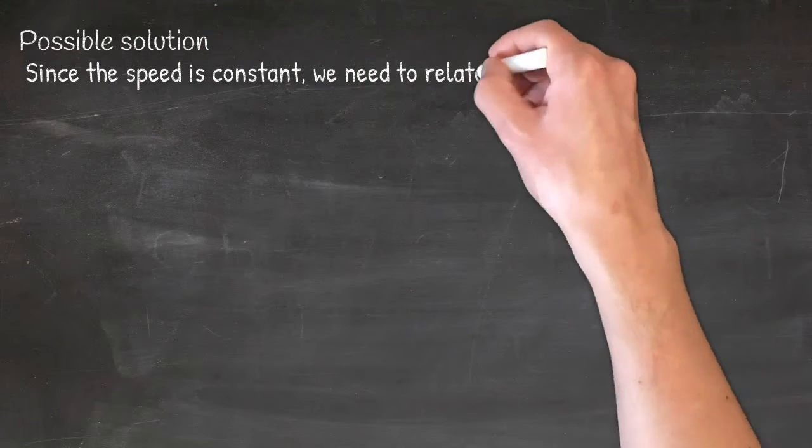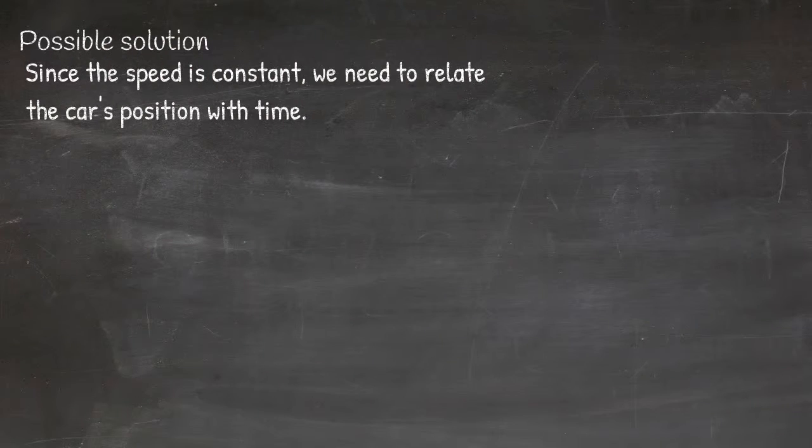The speed for both cars is constant, so what we need to do is relate where the car is with how long it's been traveling. So we're relating the position of the car with the time that's elapsed. The equation that does that is our distance equation, which you've seen me use before in some of these other videos. The distance is the initial speed times time plus half the acceleration times the time squared.